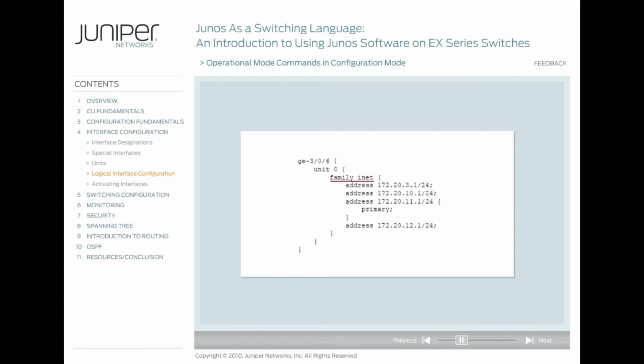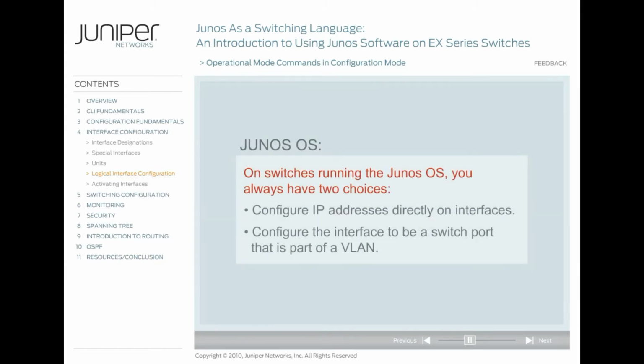IPv4 configuration uses the inet address family. The parameters that would be configured with interface-level IP configuration statements in IOS are generally configured under this address family in Junos. Configuring this address family makes a logical interface a Layer 3 routed interface. Junos allows you to choose to configure IP addresses directly on interfaces, or to configure the interface to be a switch port that is part of a VLAN.